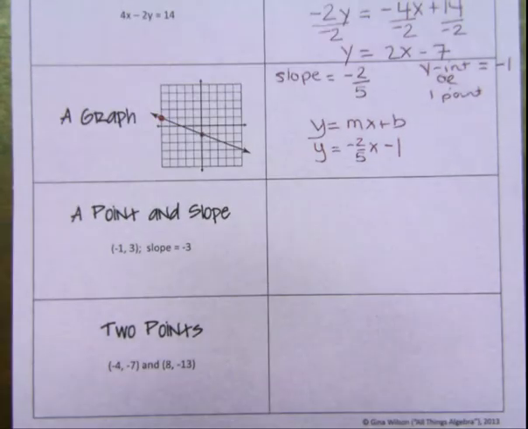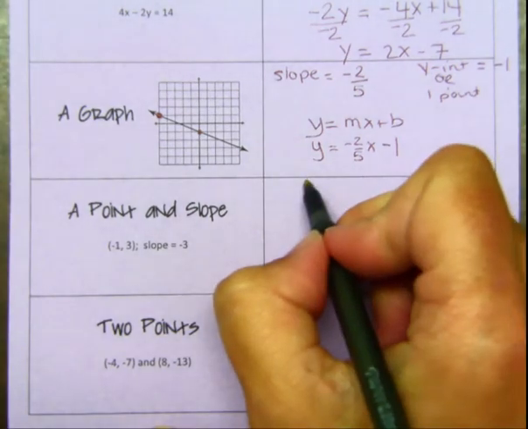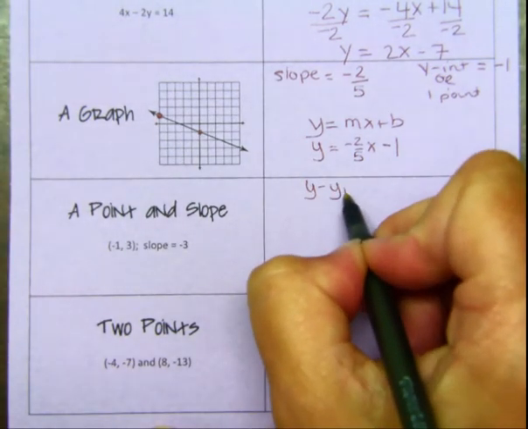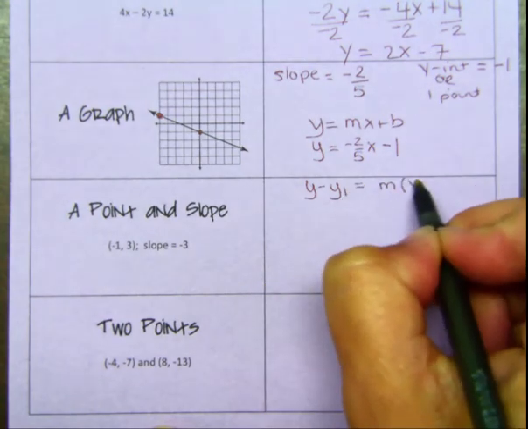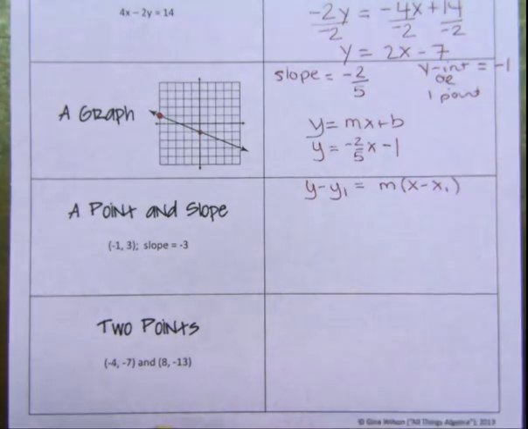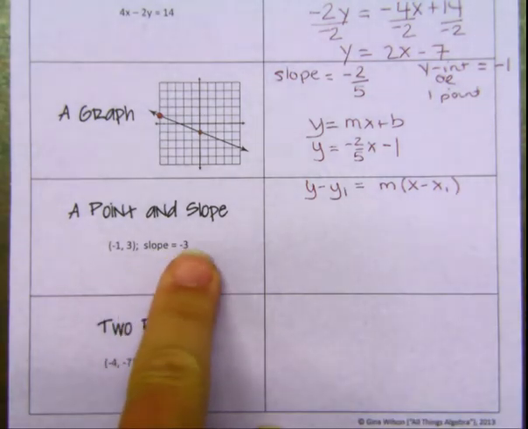All right, if we're given a point and a slope, point-slope form is the form that kind of screams at me anyway. And so point-slope form is y minus the y value from the point that you know, and then that's equal to the slope times x minus the x value of the point that we know. And so we're given a point here, (-1, 3), and we're given a slope of -3.